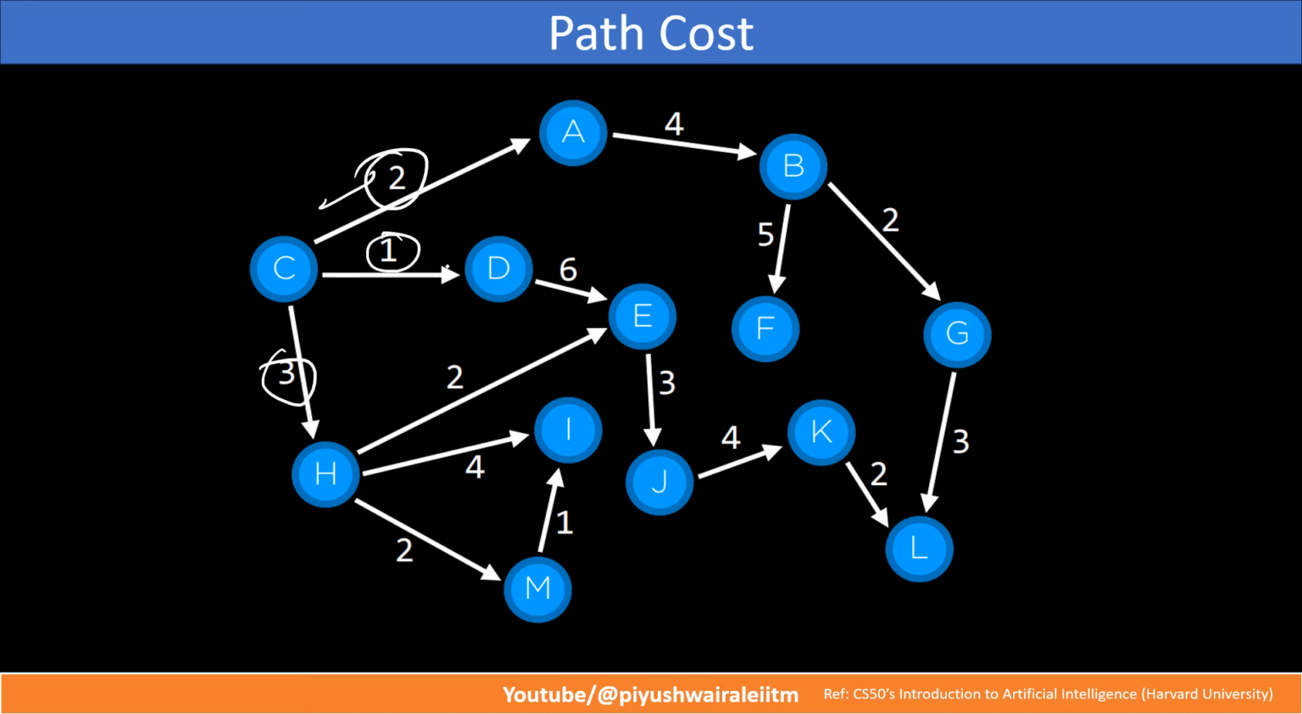So for total cost from C to E, if I want to reach this destination E from C, it can be C D E, that is 1 plus 6, that is 7 here. If I go by C H, sorry, C H E, how much will it take? 3 plus 2, so that is 5 units. So this is my minimum of these two, right? That's what we have to find out. What is our optimum path?